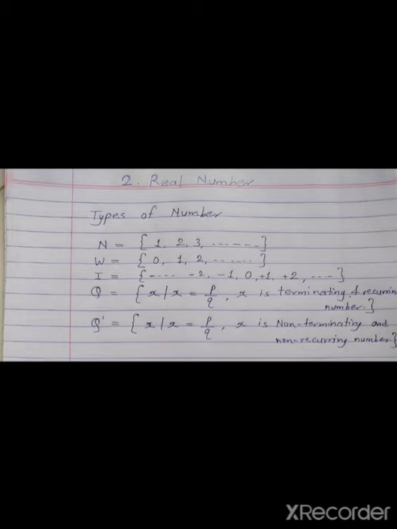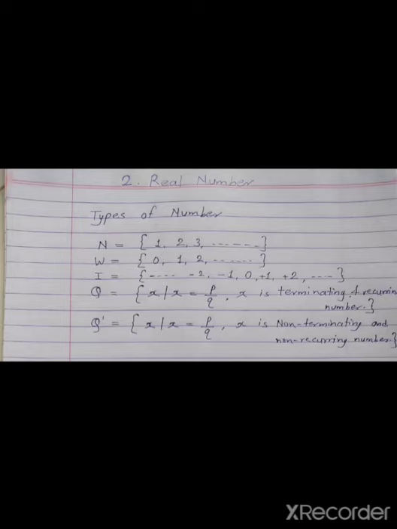Similarly, rational numbers are denoted by capital Q. Here I represent it in rule method. Suppose x is an element such that x is equal to p upon q, meaning a number is given in numerator and denominator form, and if we solve it and get a terminating, or non-terminating recurring number, then this number is called a rational number.